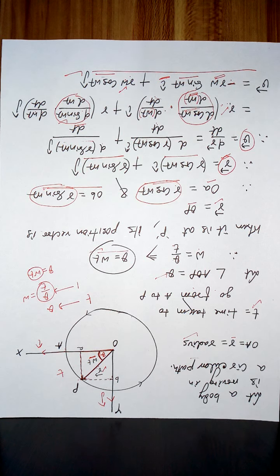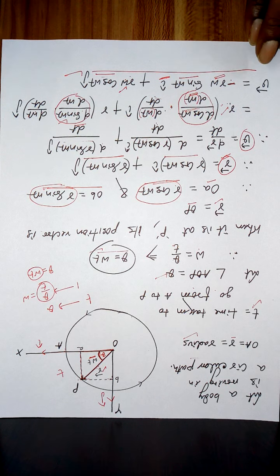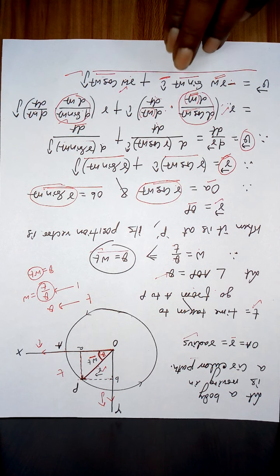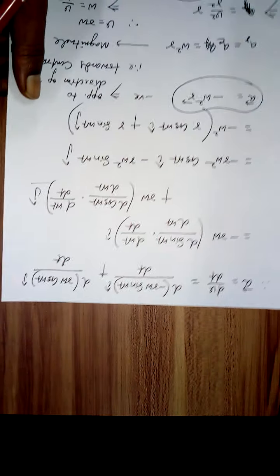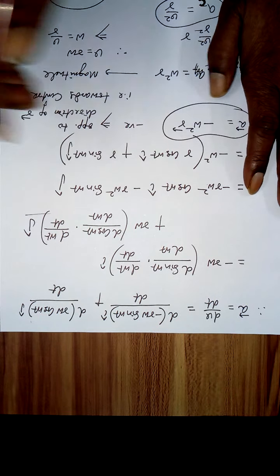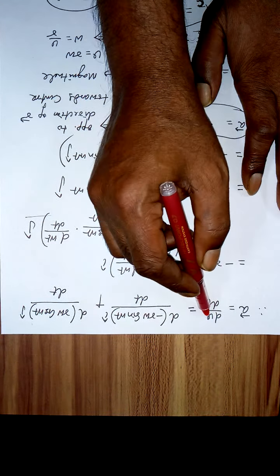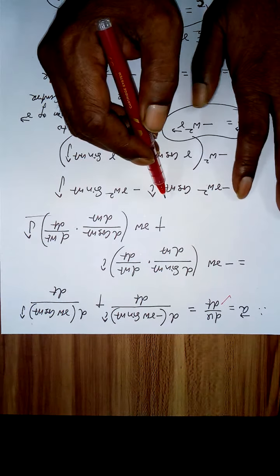Now what will be the acceleration? To find the acceleration, we have to differentiate the velocity again, because it is dependent on time. So your acceleration will be derivative of v with respect to dt.